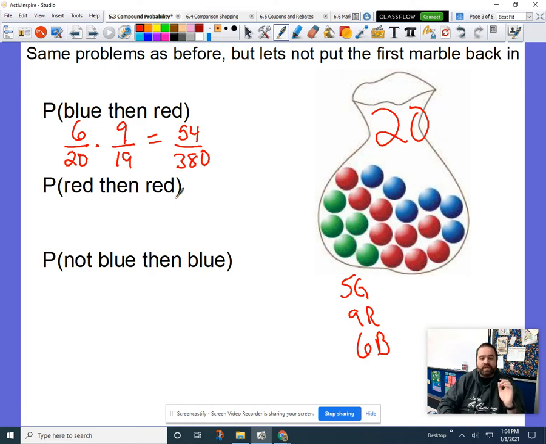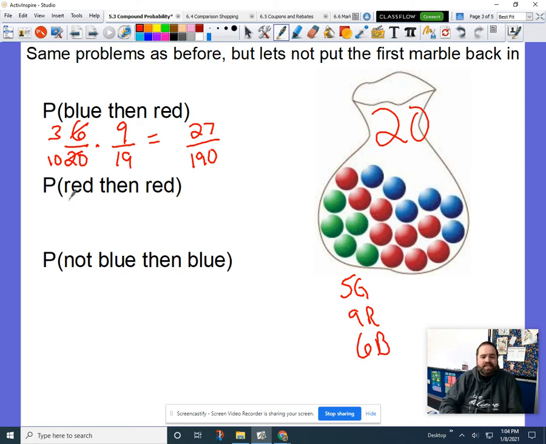Again, I want these reduced. So you either need to reduce these on a calculator, or like I told you earlier, you can go back and reduce them before you multiply. So that 6/20ths can be turned into 3/10. So this would be 27/190. Okay, that's your probability. You've got 27 out of 190 times that you'll be able to pull out a blue then a red.